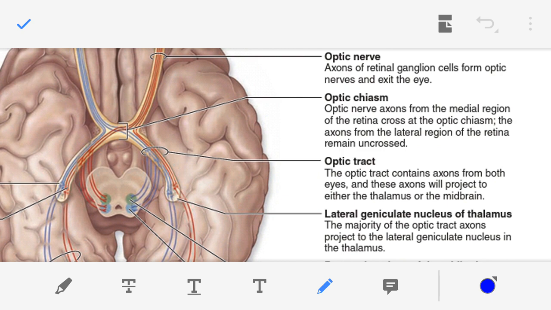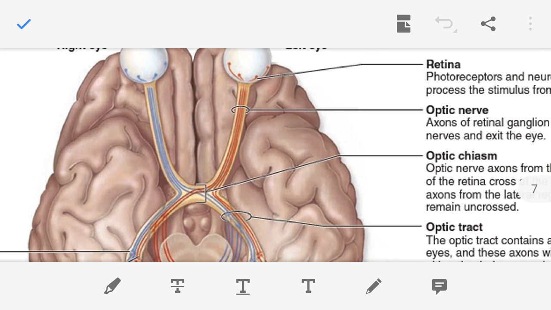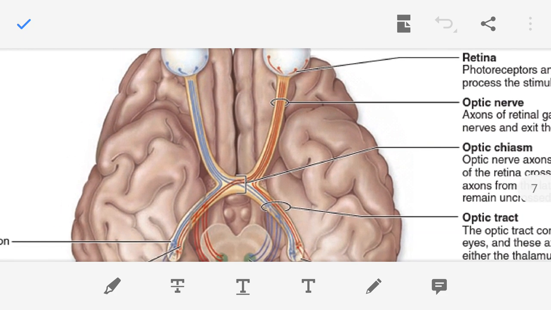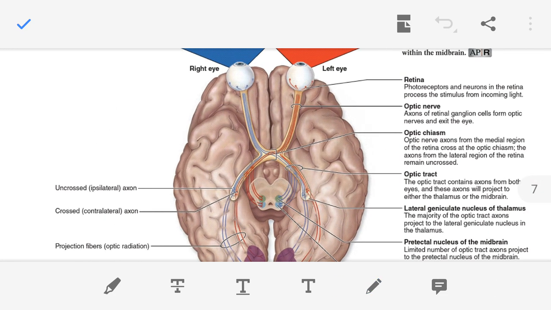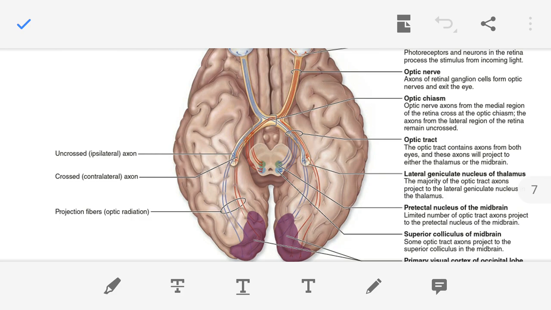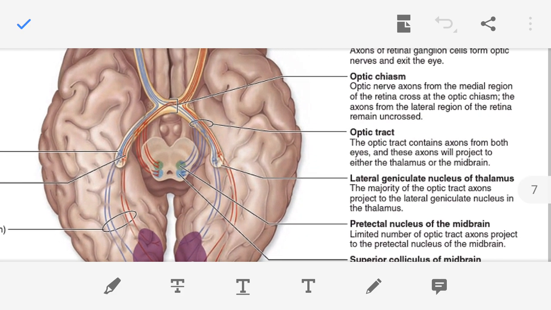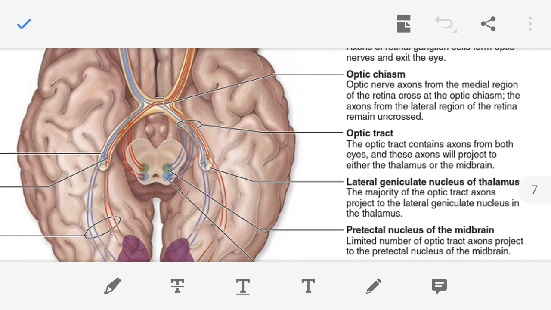Now axons from the lateral region of the retina remain uncrossed. For example, this is the lateral side of the eye's retina. From the retina, these are the axons and this side also. Okay, and they are not crossing. So from the lateral side of our eye, the axons are not crossing at the optic chiasm.